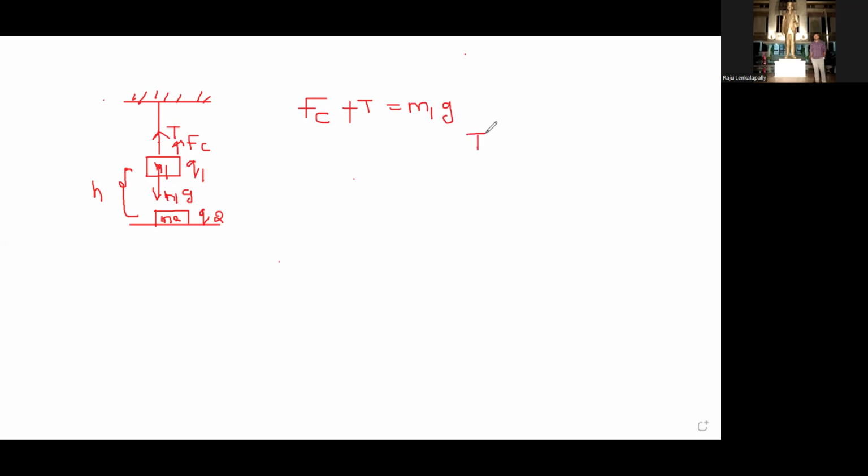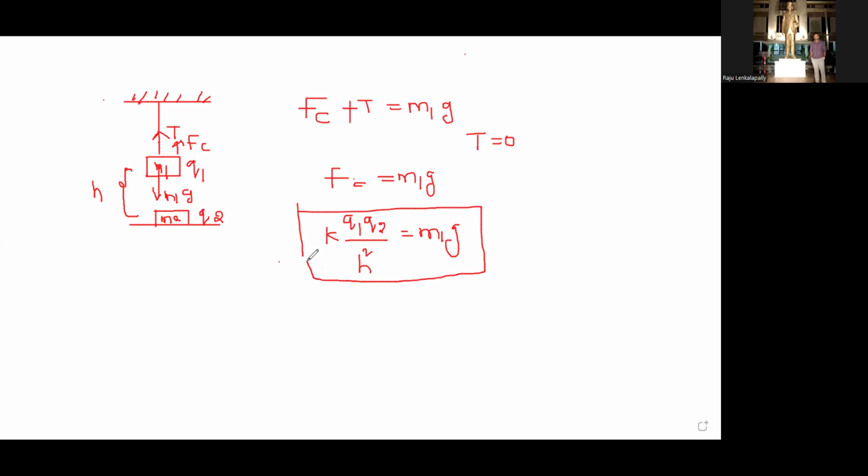If the tension force is 0, then Fc equals M1g. Fc is the Coulomb force, which is K into the first charge Q1, second charge Q2, divided by the distance between the two charges, h squared, and it is equal to M1g. This is one application.